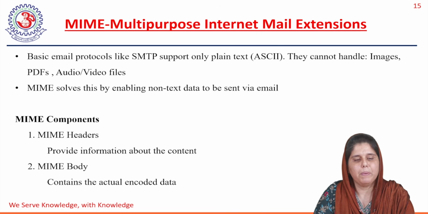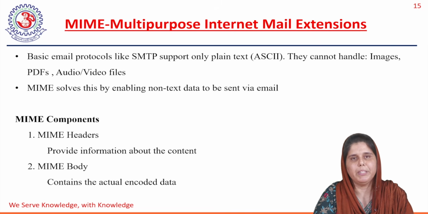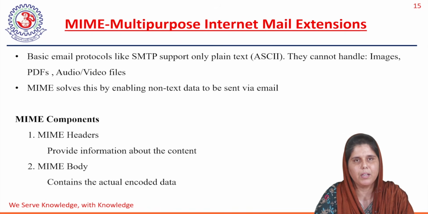The components in MIME are MIME headers and the MIME body. MIME headers provide the information about the content we are going to attach. For example, whether we are attaching an image, audio, or video, that information will be provided in the MIME header. And the next one is the MIME body. That is the actual data we are going to attach, the image file or any audio or video file, whatever we are attaching, that comes under the MIME body.